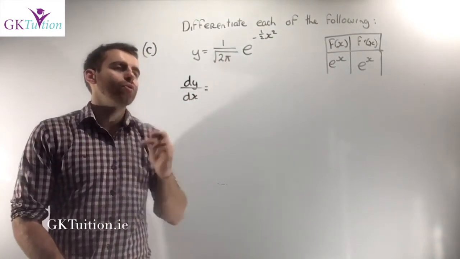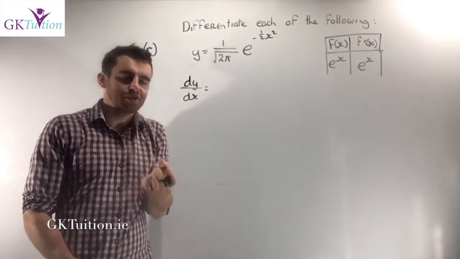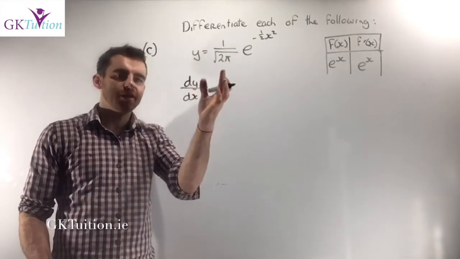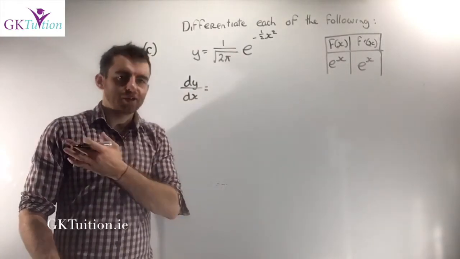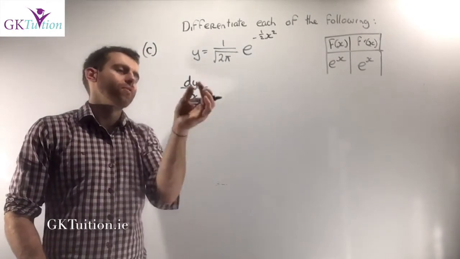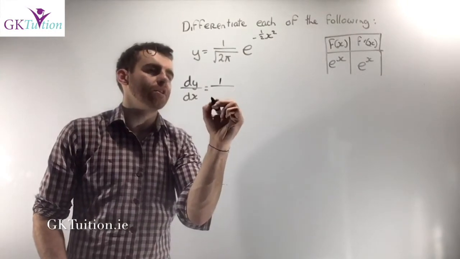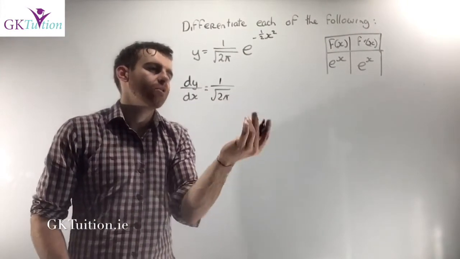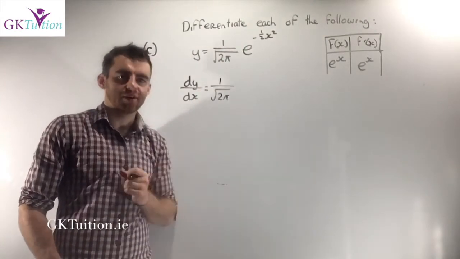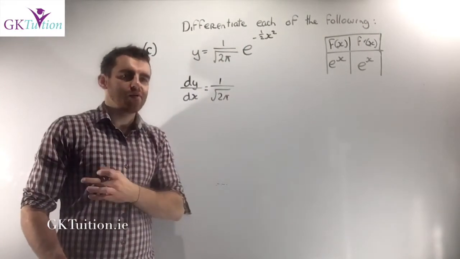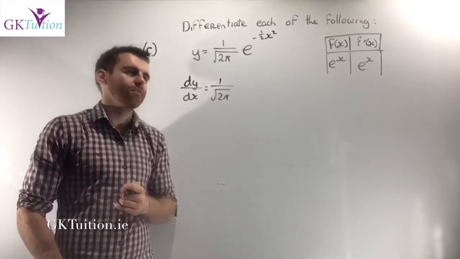And 1 over root 2 pi is a coefficient. That's just a constant. Remember, pi is a number. Pi is just a constant. So 1 over root 2 pi is just a constant. And we know that if you have a constant as a coefficient, we just take it down. It doesn't affect the question. It's there in the original question and it's still there in the derivative. So I just take that down and it has no bearing on the rest of the question.